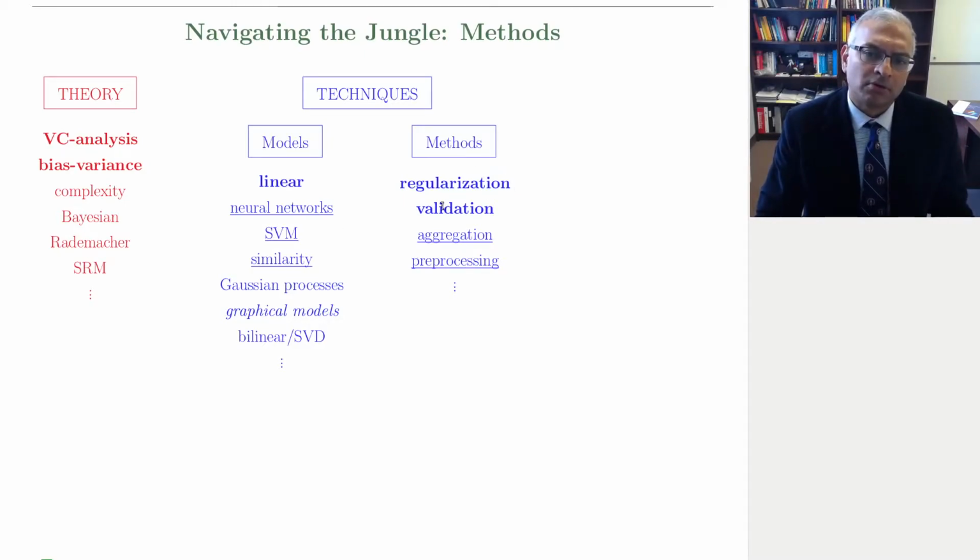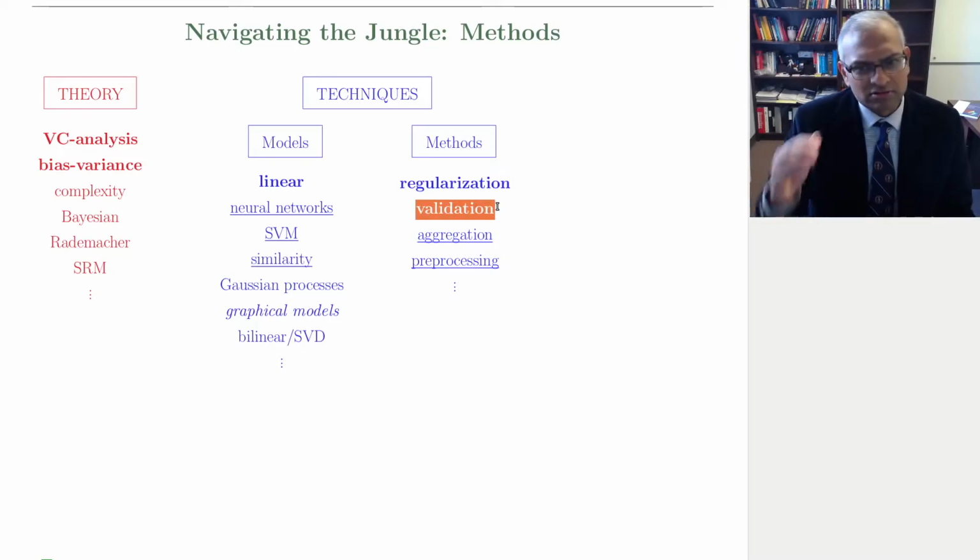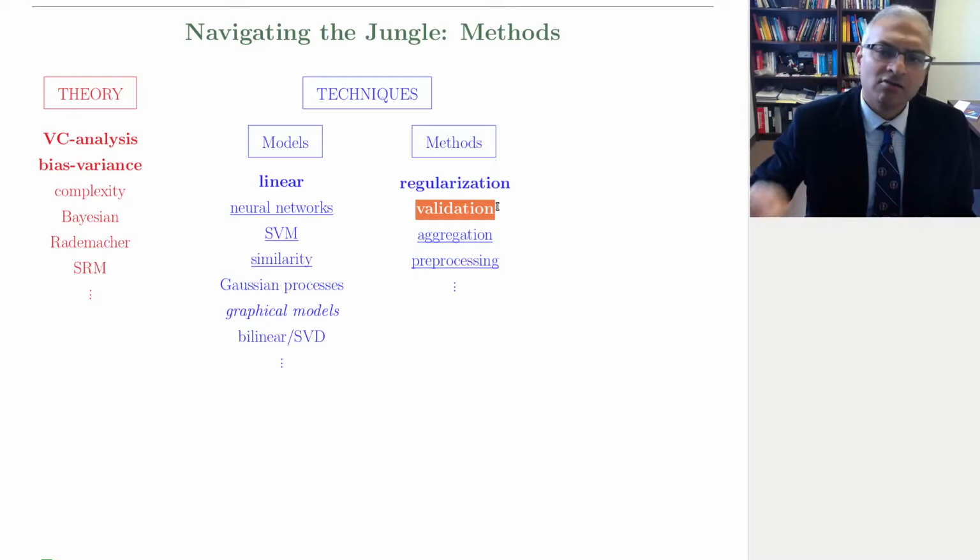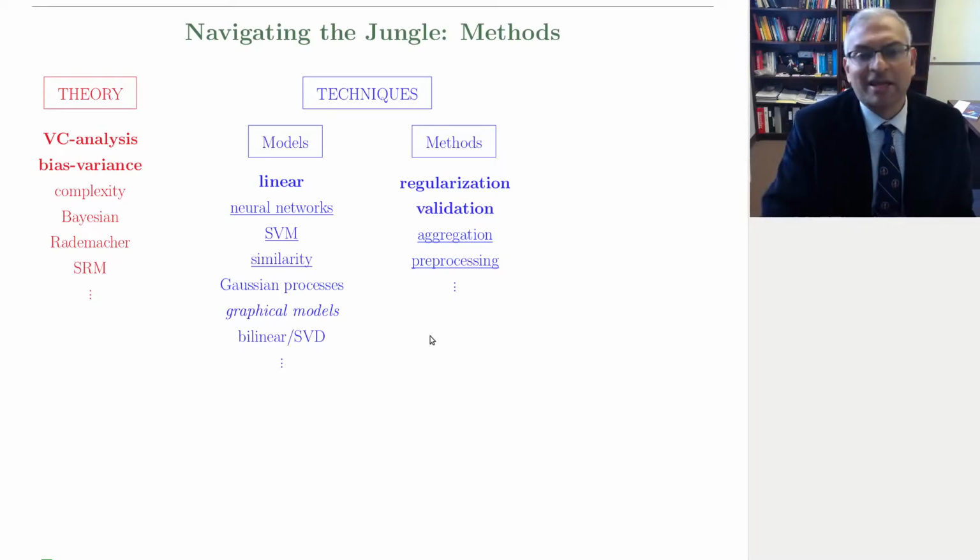Okay. So validation, again, is a method that can be used with every model. You can always set aside some data for validation, and then at the end of the day, put it back in and get your final hypothesis that's not deficient.